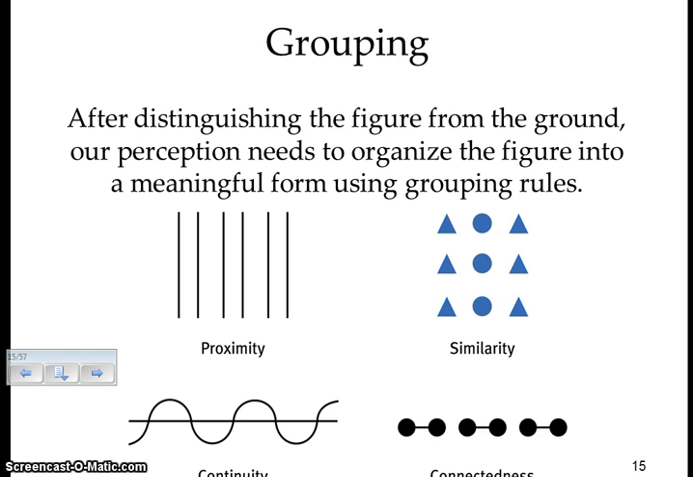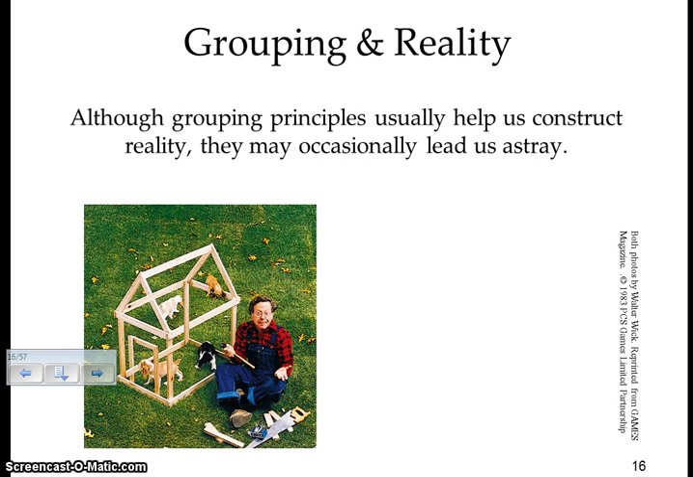Grouping. When we look at grouping, we look at proximity, things being close. We look at similarity, things like triangles and circles, they're similar. Continuity. Connectedness, connect the dots. So grouping and reality: although grouping principles usually help us construct reality, they may also lead us astray. So here we go, we've built this nice doghouse.